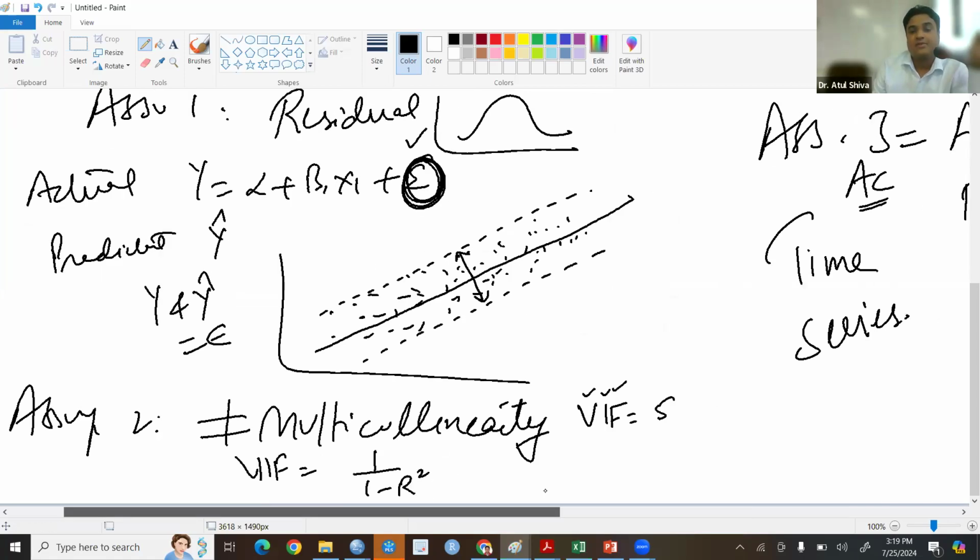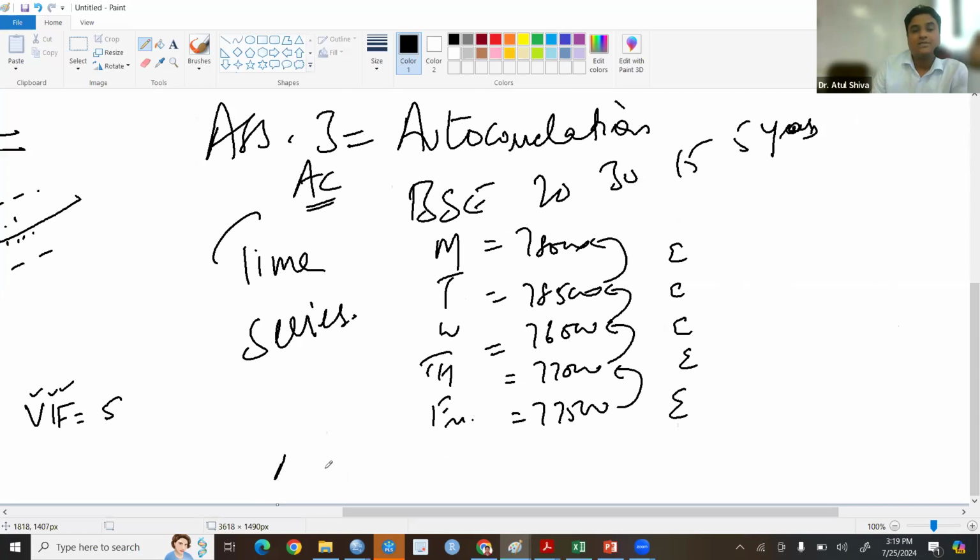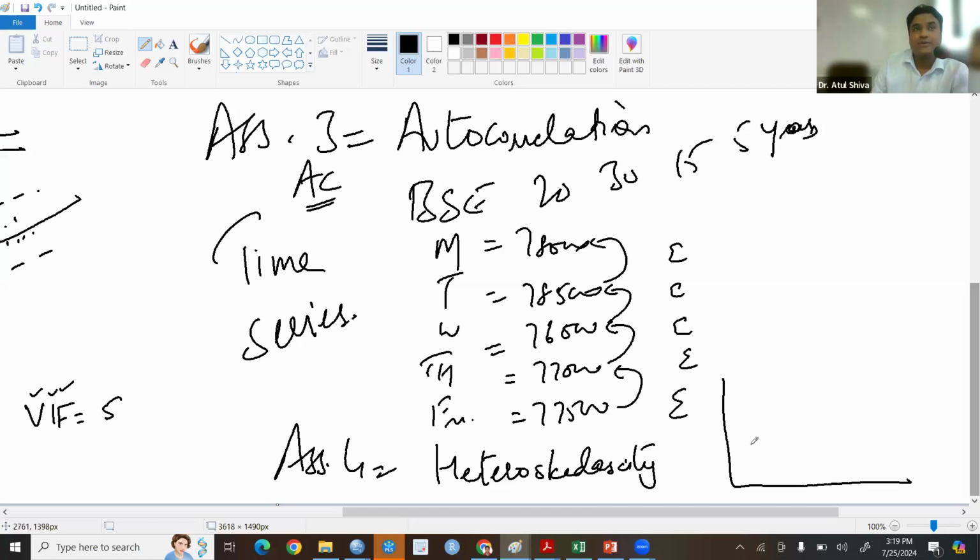The last one is assumption number 4, heteroscedasticity. My error should be a dead error. You see that the residual is there. What I am saying and what I am predicting, there is some gap. That gap is the error, the residual. That residual should be a dead residual.